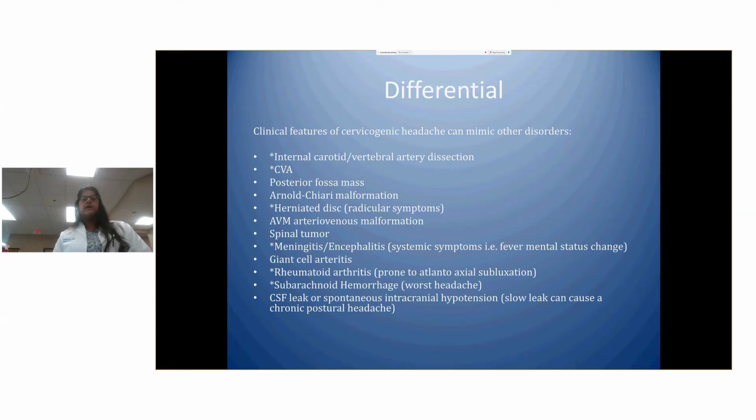Rheumatoid arthritis, a disorder known to cause atlantoaxial subluxation. Subarachnoid hemorrhage, where patients present with the worst headache of their life. That's usually what they complain about. And then the last one here is CSF leak, also known as spontaneous intracranial hypotension. A very slow CSF leak can cause a chronic postural headache. A lot of these headaches are postural, meaning they're alleviated when supine and exacerbated when they are sitting or standing in position. So just keep that in mind also.